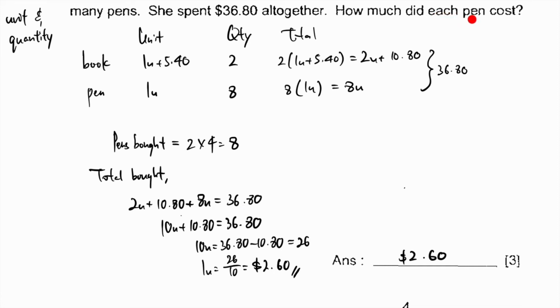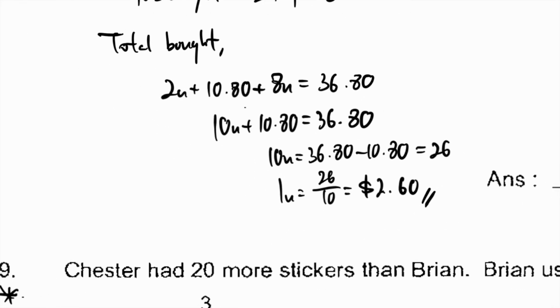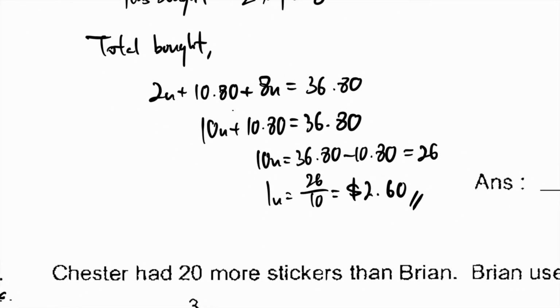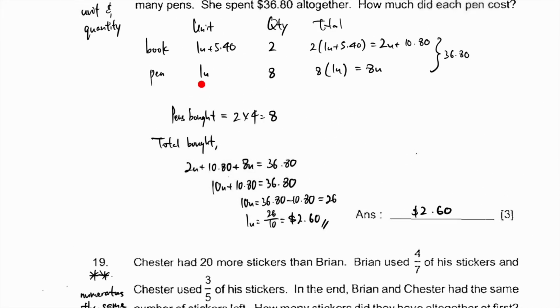How much did each pen cost? We are interested in 1 unit. Okay, so let's solve the equation, shall we? So the total bought is this. Let's combine the 8 and the 2 becomes 10 units. Move this positive 10.80 to the right side. That's 36.80 minus 10.80. That's $26. 10 units is this. 1 unit is therefore divided by 10. So that's jump 1 decimal place to the left. That is $2.60, and that's 1 unit, which is the cost of 1 pen.